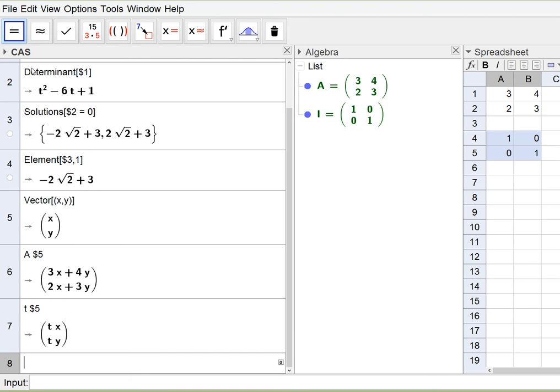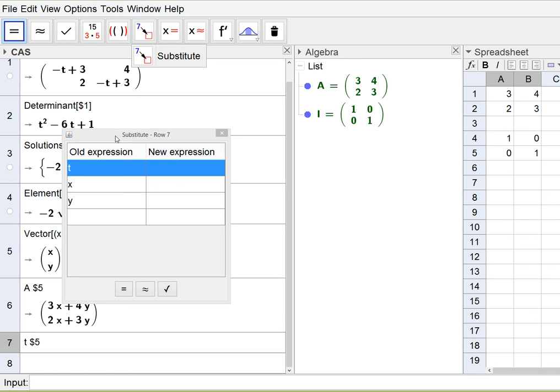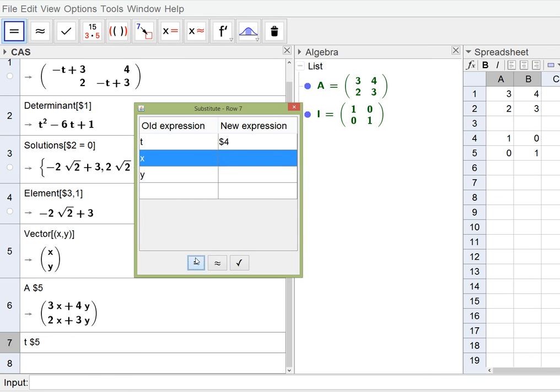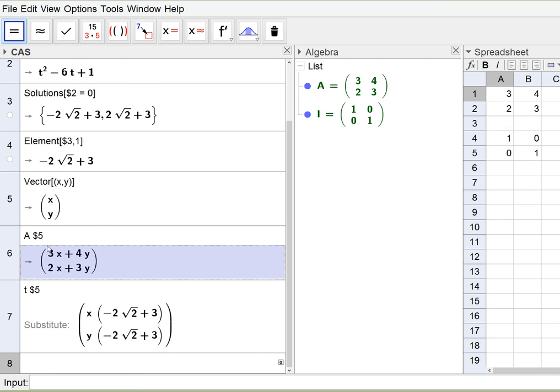Now I want to substitute the value of t that I've chosen from that list. To do that, simply go back to number 7, which is where I have t times the vector, and then use the Substitute command. It's going to ask which variables you'd like to substitute for. I'm going to substitute for the value of t, using what's in number 4. So the new expression for t is the thing that's in number 4, and now I have that substituted in for t.